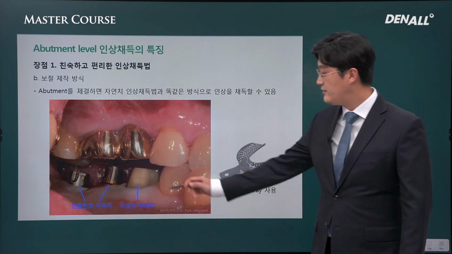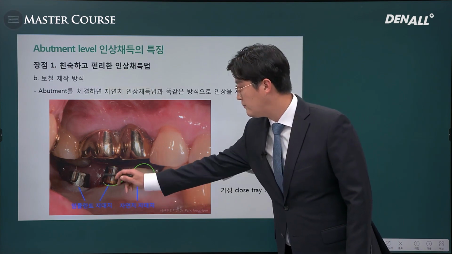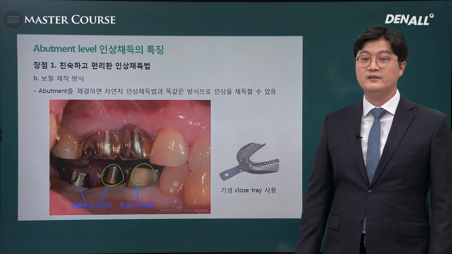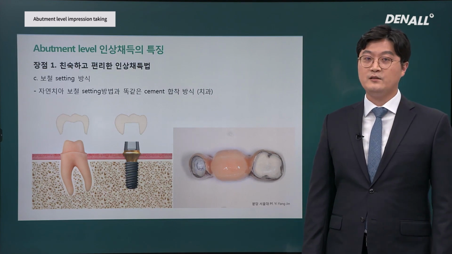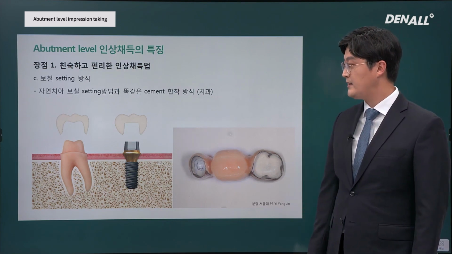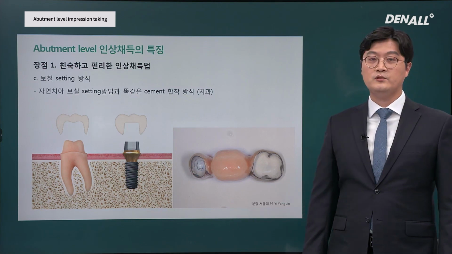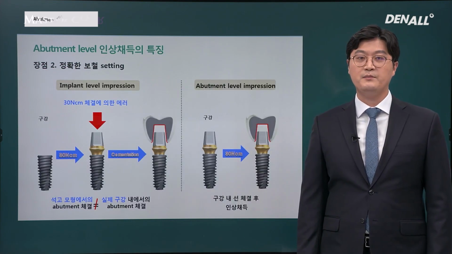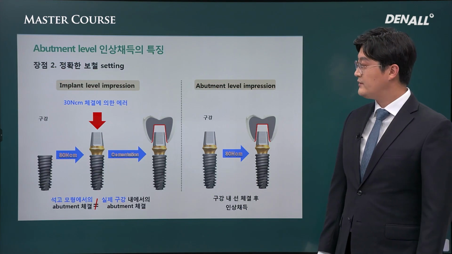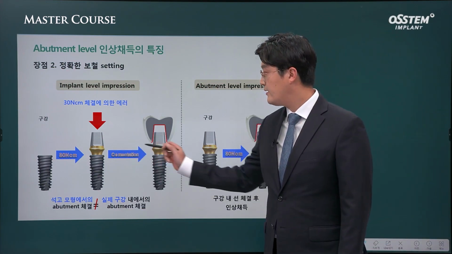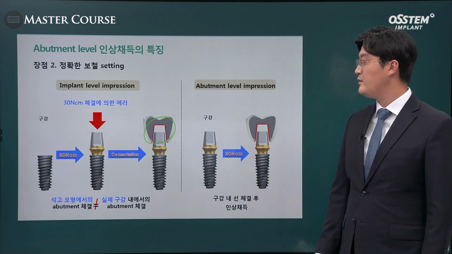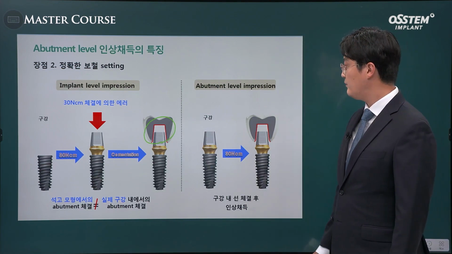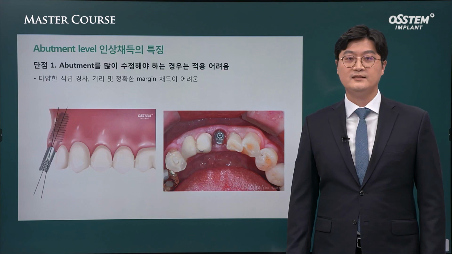If you look at this example, impression of a natural tooth and implant abutment can be taken together, which is an advantage. For cementation, it is the same as cementing a natural tooth, so this can be cemented. On the abutment level, an impression is taken, so there's a cement gap that can be used for accurate prosthetic setting.